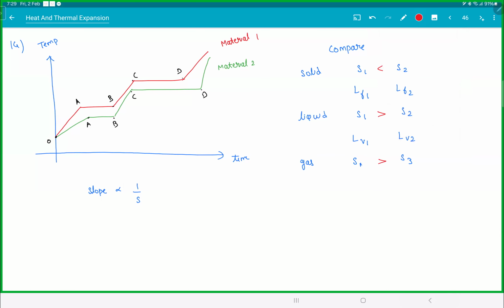LF1, who has more length? The red one has more length. Your green one has more length. Check. Thus, you just need to see the slopes and the lengths and you're done. Clear? Any doubts on this? All got this?